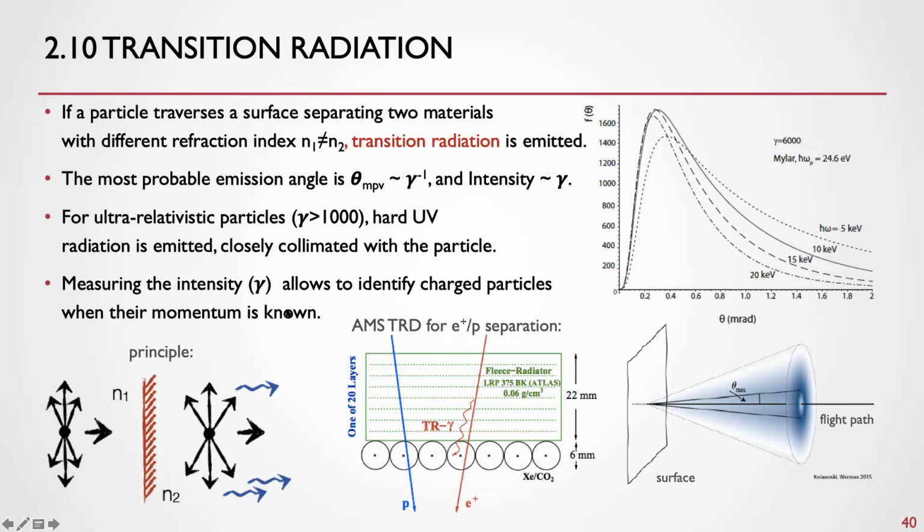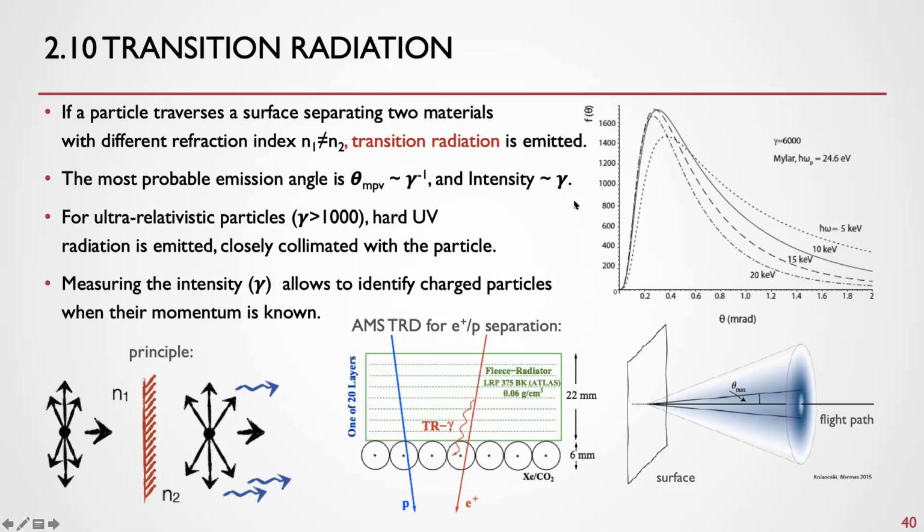And heuristic treatment is enough. So the most probable emission angle for transition radiation is very narrow to the trajectory of the particle. It's confined to within typically 1/gamma, and we often have particles with a gamma factor of 1000 or so. Just think of relativistic electrons, for example. And the intensity is proportional to gamma. So the transition radiation increases mildly, so linearly, with the gamma factor.